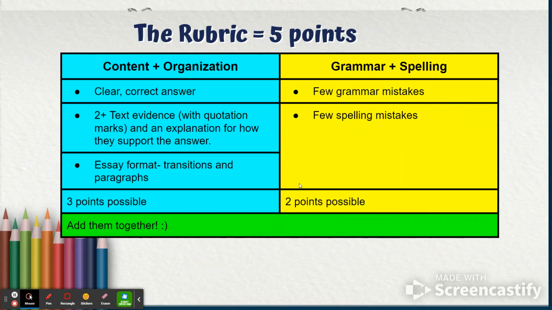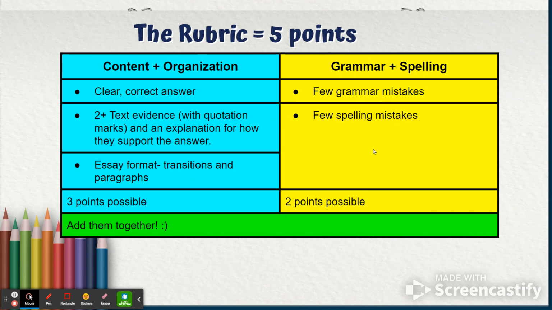So this is the rubric for the extended constructed response. It's a little more complicated than the short one because it's 5 points. 3 of those points come from the contents, the organization of your essay. A point for having a correct answer, a point for having at least 2 pieces of text evidence with a little explanation, and a point for there being transitions and paragraphs, for using essay format.